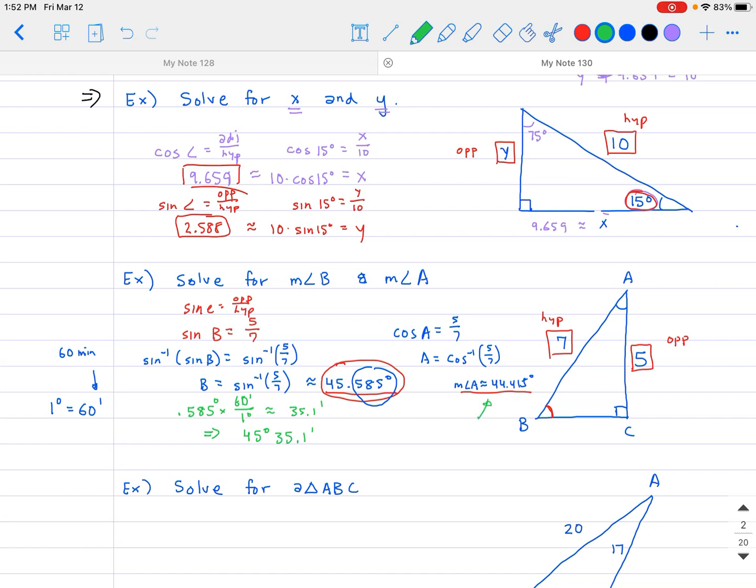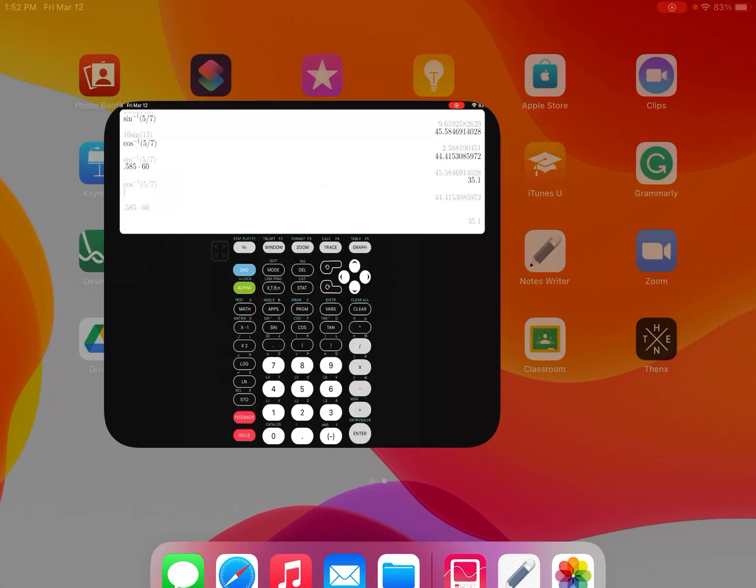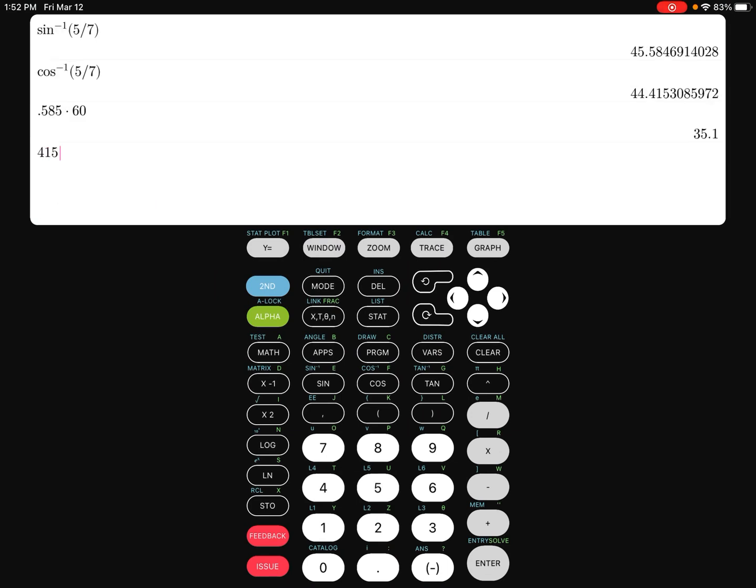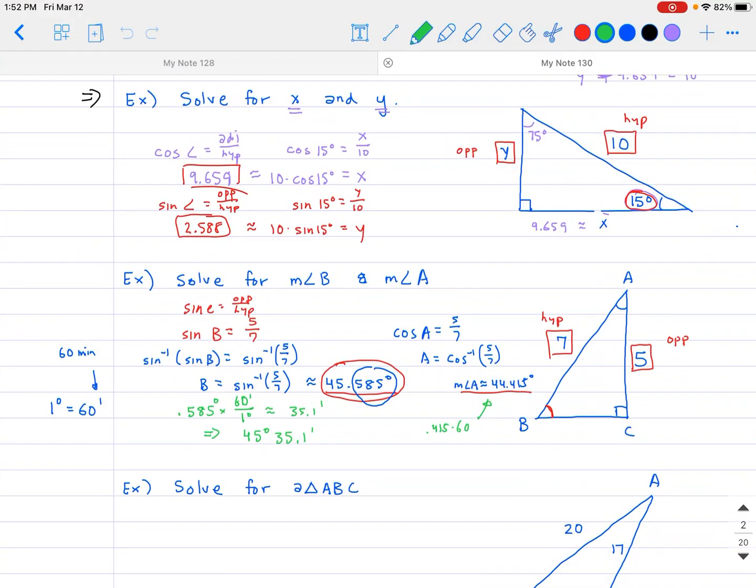And then similarly over here, we can do the same thing too. We can take that 0.415 and multiply by 60 to convert it into minutes then. So going back over here, 0.415 multiplied by 60. So it's going to be 25, we would say actually in this case, right? So I think that's probably close enough. So this is equal to 25 minutes. So we will write that as 44 degrees and 25 minutes.